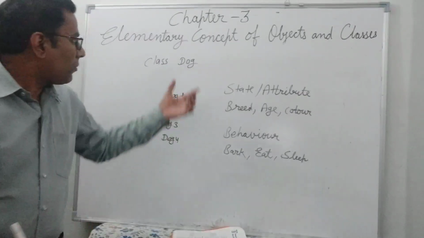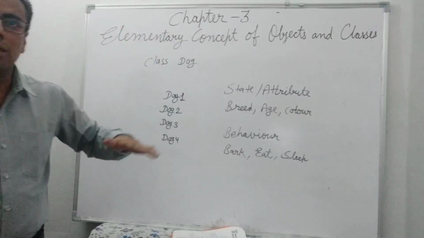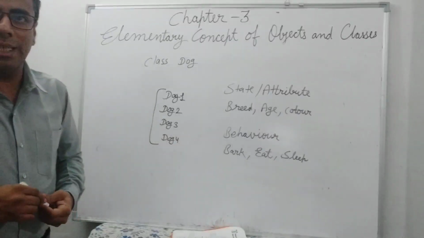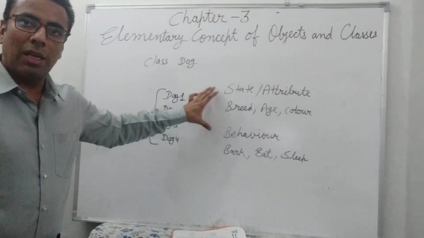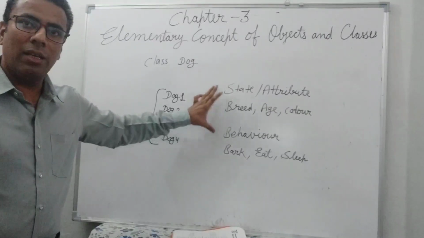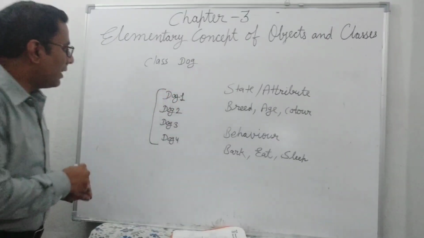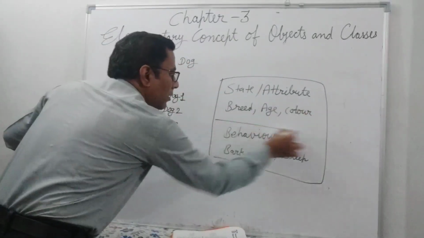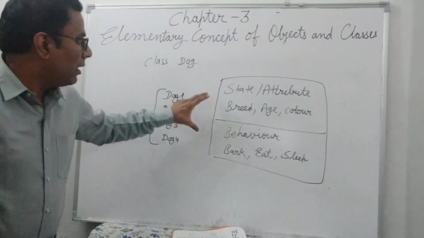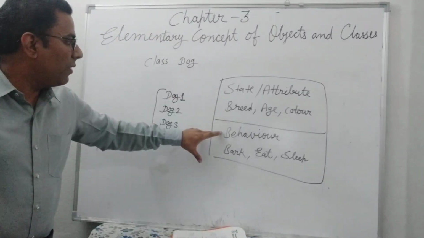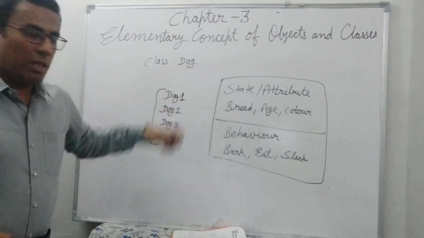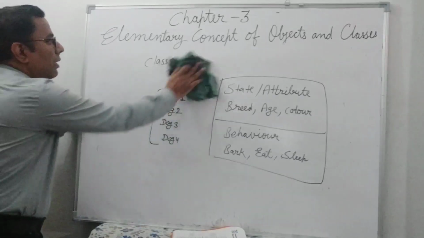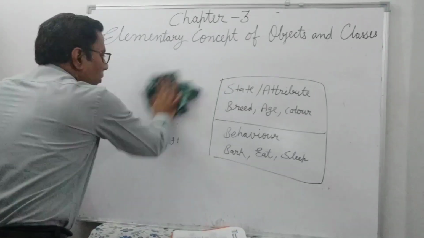So this class is called instantiated, and each one is called an instance, and all the instances share the attributes and behavior of the class. So all the instances, meaning 1, 2, 3 and 4, share all the attributes and behavior of this class. Okay, clear?